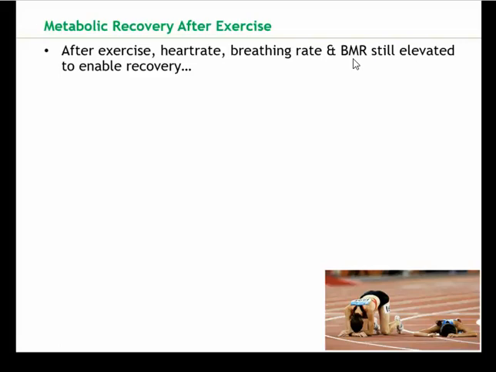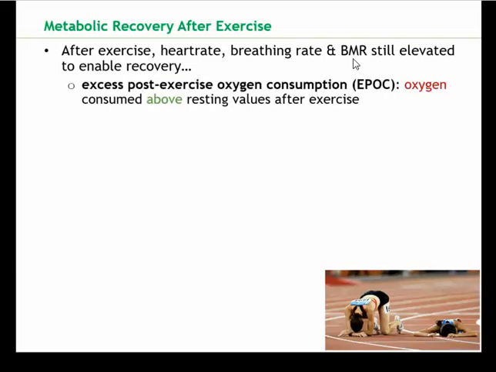All of this is to enable recovery and help the body recover. What is this called? Excess post-exercise oxygen consumption. I'll call it EPOC, so for the rest of this lecture, I'll refer to this as EPOC. It's when oxygen is consumed above resting values after exercise. So you're consuming more oxygen to help the body recover, even though you're already done with your workout. This is basically to help restore the body to its pre-exercise condition, and it actually represents the energy borrowed from anaerobic sources to perform the exercise at the beginning of the workout.